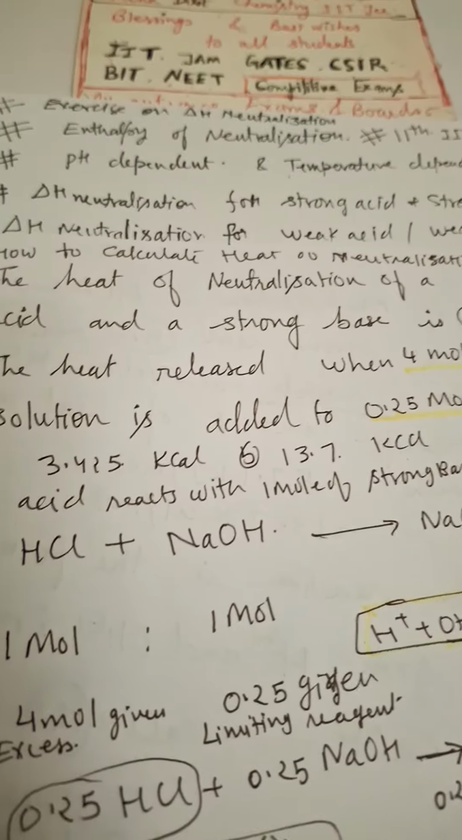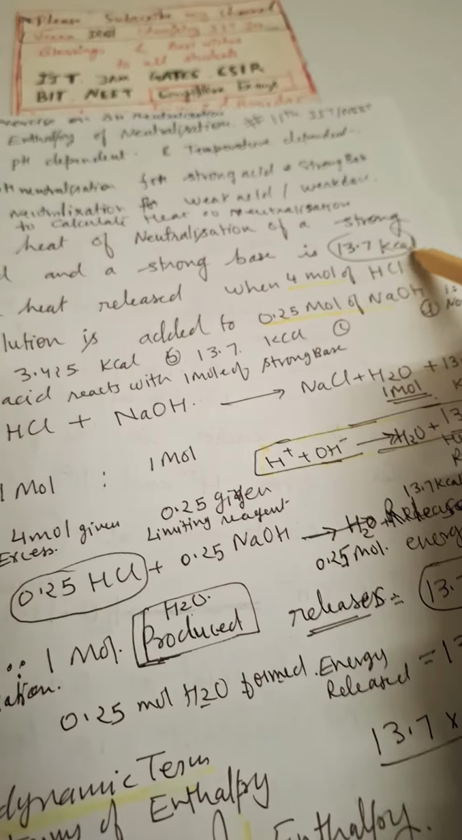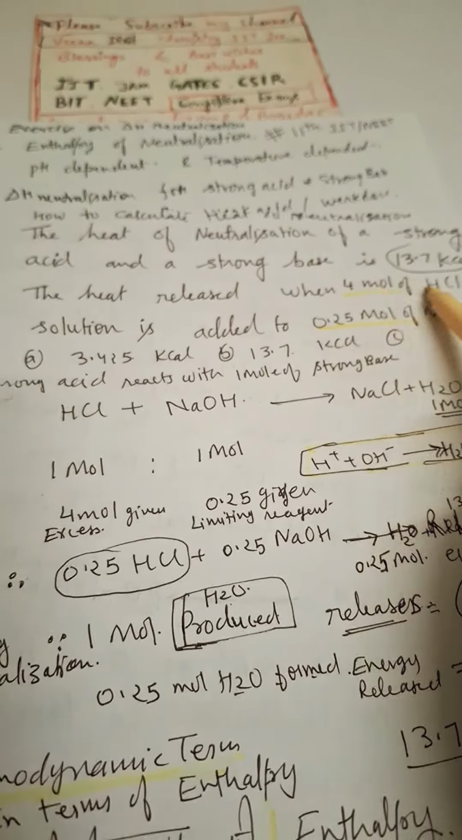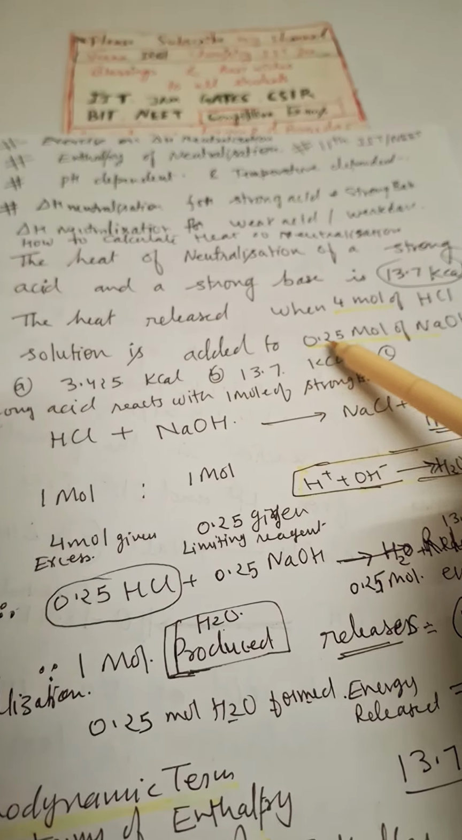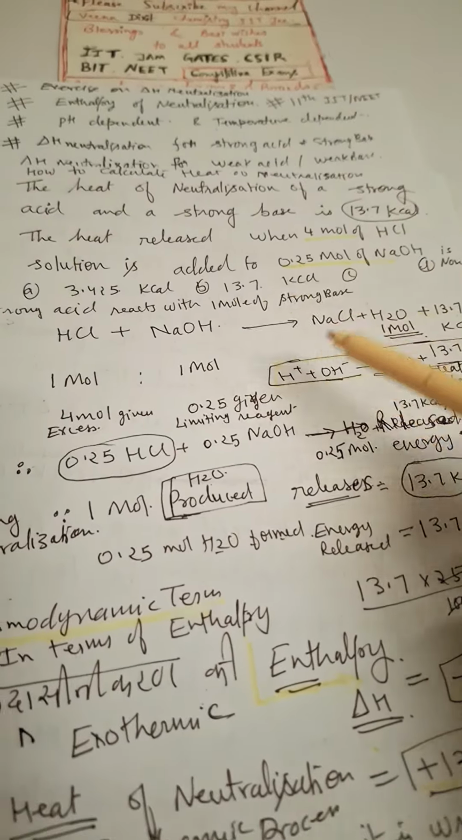Now see here, the heat of neutralization of a strong acid and strong base is given as 13.7 kilocalorie. The heat released when 4 mole of HCl solution is added to 0.25 mole of NaOH. Options are given to you.